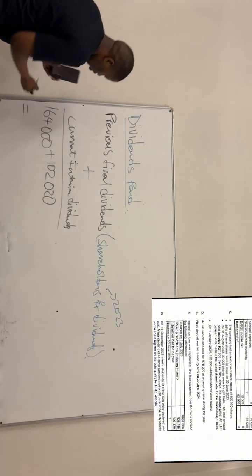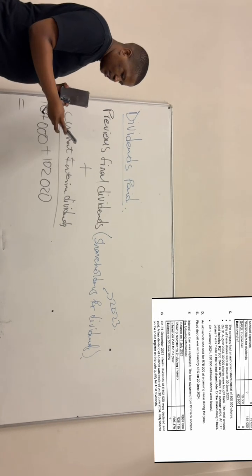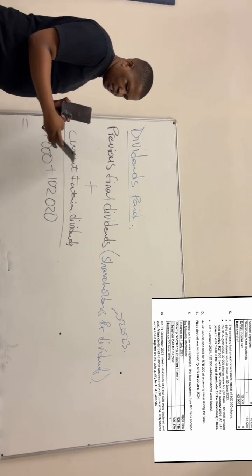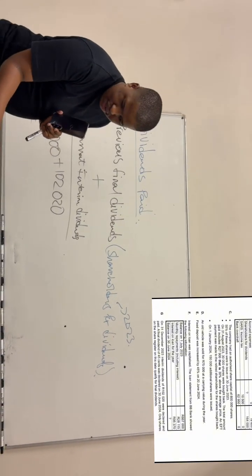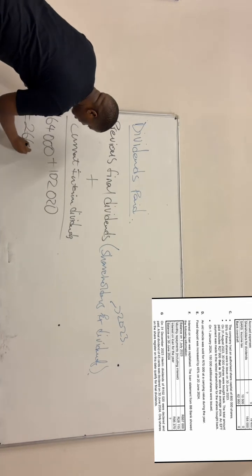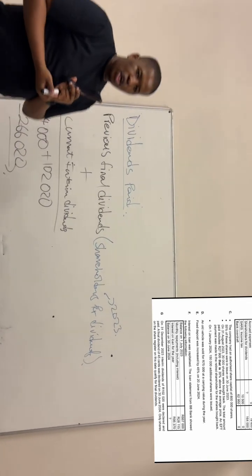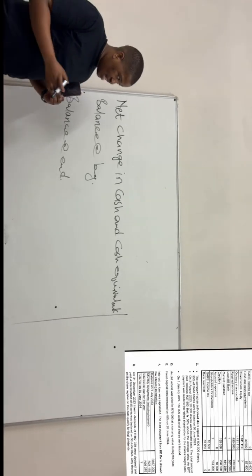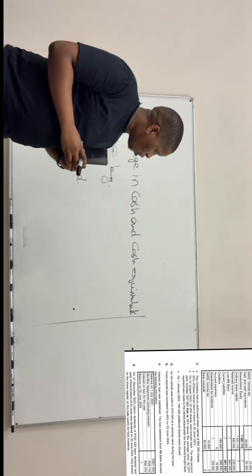Then we say 164,000 plus 102,020. We have 266,020 as our dividends paid. Simple as that.